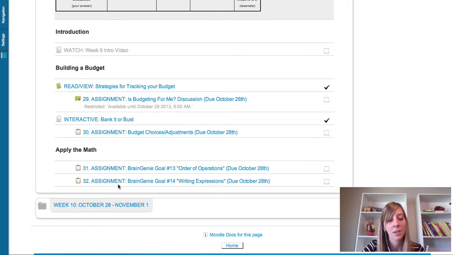And then assignment 32 is writing expressions. I think there's just 4 or 5 skills in this Brain Genie goal where you're given word problems and you need to set up the algebra equation. And it sounds harder than it is. It's actually pretty simple. But once again, if you need help with it and you do struggle, get in contact with me during my office hours so that I can help you. I'd be more than happy to help you through your Brain Genie assignments so they're not so frustrating and so difficult. Okay, that covers everything you need to worry about for week 9.